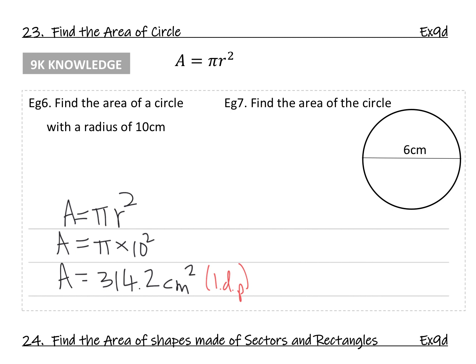Example 7. Find the area of the circle. Again, area of a circle is pi r squared. That's pi multiplied by the radius squared. In this example, the radius is not 6, the diameter is 6, the radius will be half of that, which will be 3. So 3 squared. So we do pi times 3 squared, which gives you 9 pi, or 28.3 to 3 significant figures.